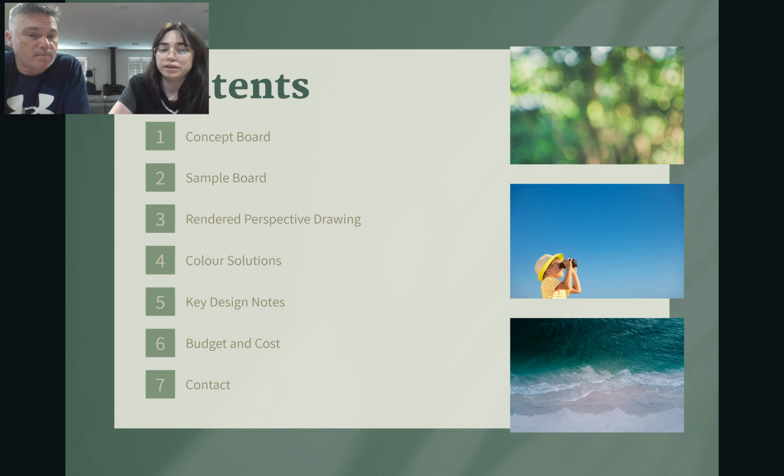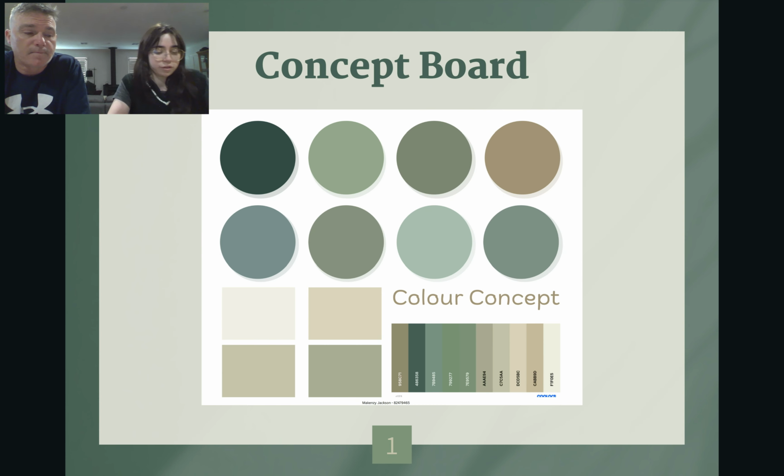Then we'll be doing some key design notes that I've put in, which is essentially the same thing with the colors, but why I've chosen the products that I've chosen. We're going to look at the cost of all of this that we're doing together and comparing it to your budget, and then I'll have some contact information at the end for you. Okay. Easy. Okay. First things first is the concept board.